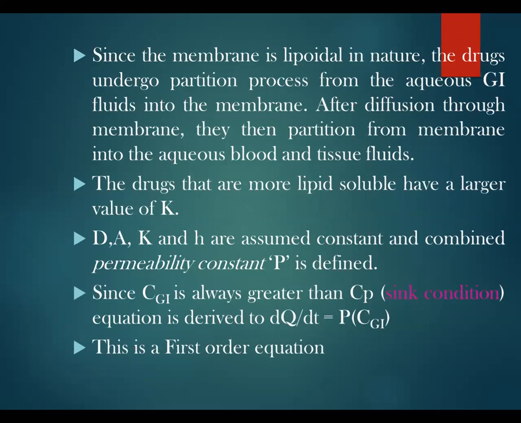Since the Cp, the concentration of the drug in plasma, is negligible, we are removing that Cp term in the equation, and finally the equation is simplified like this: dQ by dt is equal to P into CGI. And this is a typical first order kinetic equation. So passive diffusion, which is explained by Fick's law of diffusion, follows first order kinetics.